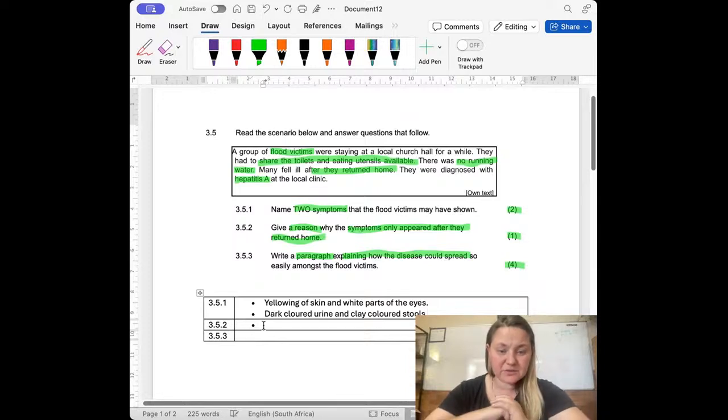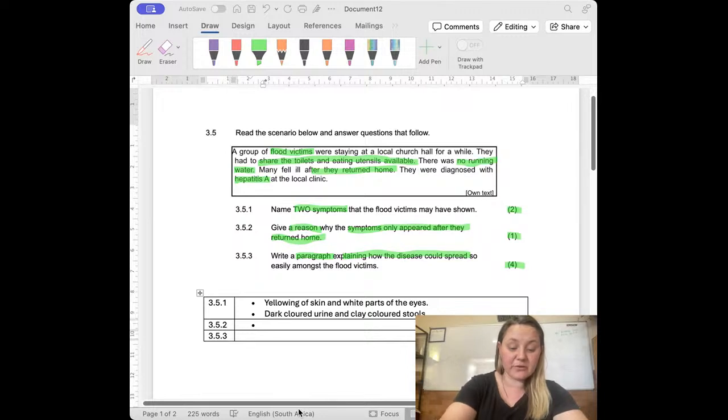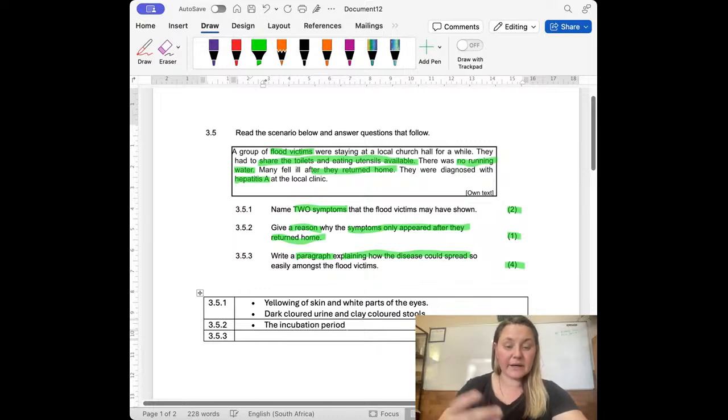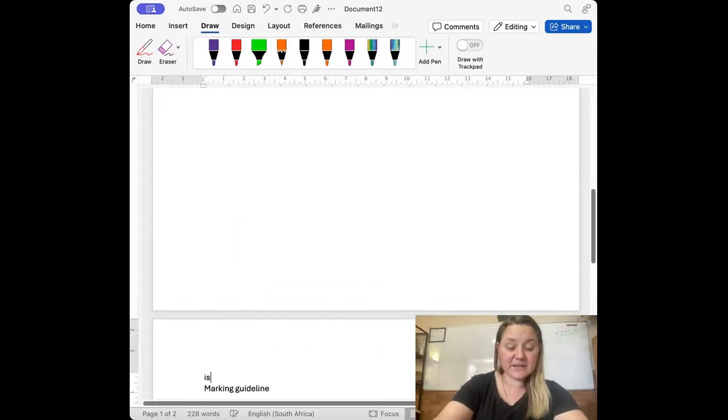Then 352. Give a reason, so that means just one reason, why the symptoms only appeared after they returned home. So what we see here is that the people were infected, they stayed at the local church, and when they got home, they only started to show symptoms and only started to show that they were sick. Now, why is that? Well, because of the incubation period, and for hepatitis A, this is 15, sorry for that.